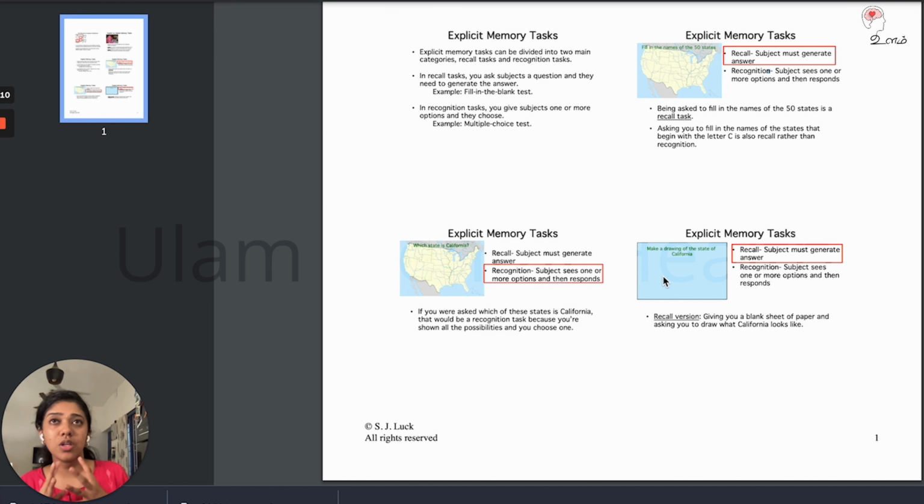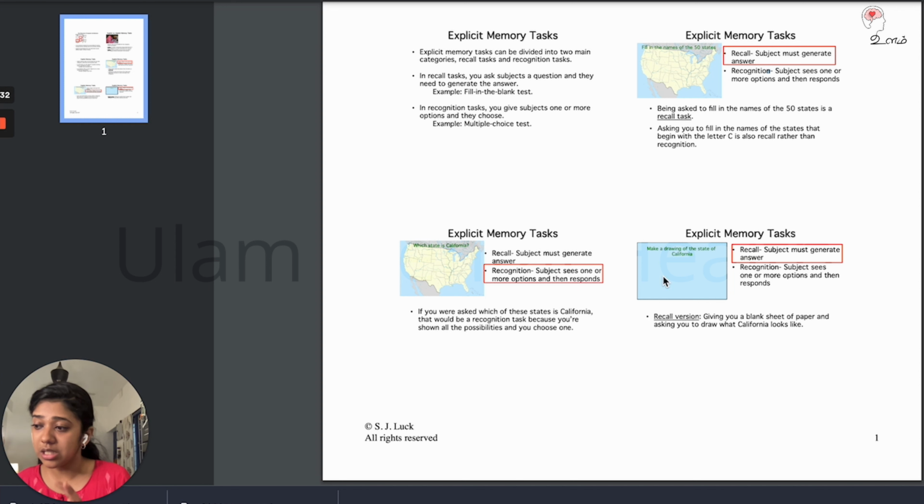Implicit memory tasks are mostly application-oriented tasks. For instance, take most of the case studies you get in entrepreneurship, right? Something that's application-oriented. You don't have to literally reproduce what you've studied, but you will apply it somewhere. You will try to bring it into the context and then answer it, right? That is an example of an implicit task.